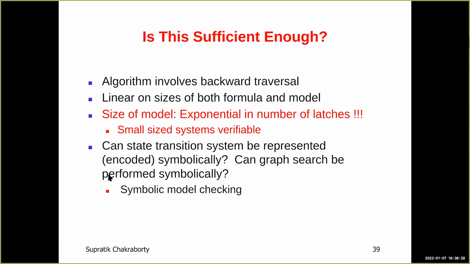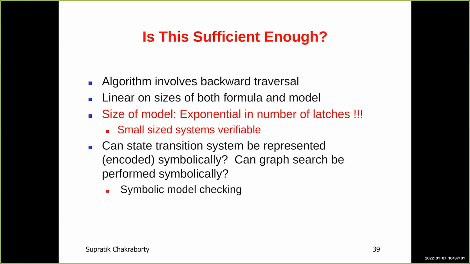Okay. So once again, the algorithm involves backward traversal, and as you can see, it's kind of linear. At every step, either the shading of states is changing, or the shading has already become static and it won't change any further. So it involves a backward traversal, and it's linear in the sizes of both the formula and the model. But the size of the model is exponential in the number of latches or flip-flops. And so using this technique, maybe we can verify small systems, but not large systems.